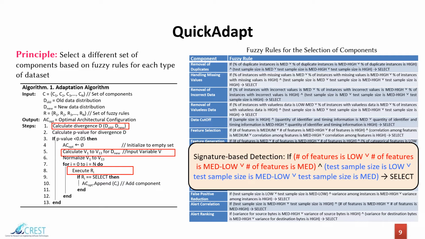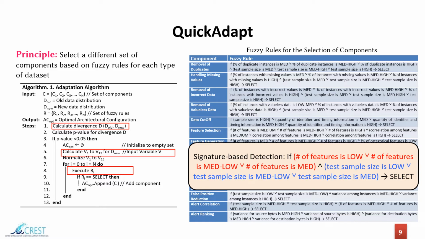As an example, there is a component, the signature-based detection component. Now, for this component, we rely on two variables from the input data set, the number of features and the test sample size. If the number of features and test sample size are on the lower side, then this component is operationalized. Why? Because if we have a large number of features, the anomaly-based detector, which is operationalized by default, works much better.